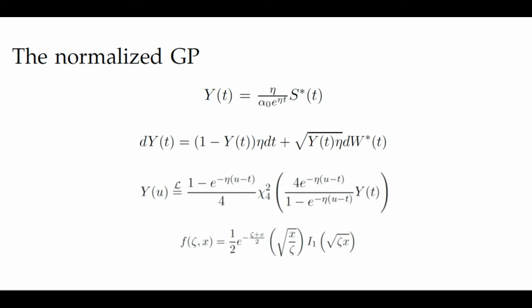To further simplify the minimal market model, we consider this normalized GP, which is the GP normalized by the drift coefficient in some way, such that this normalized GP satisfies the next SDE, which is a stationary mean reversion process. And the transition density of this normalized GP is given by that of a non-central chi-square random variable. So that's the closed form solution of the transition density for the normalized GP.